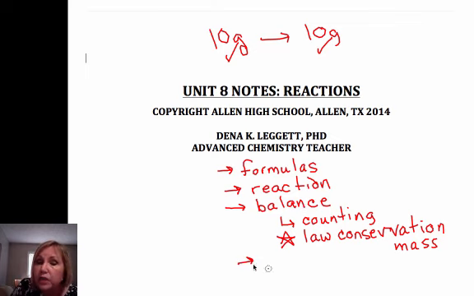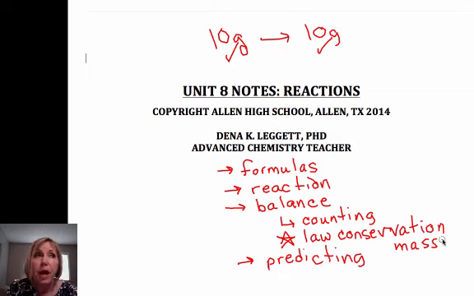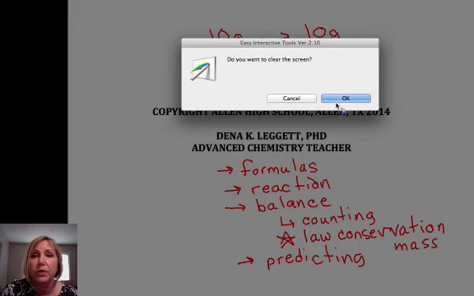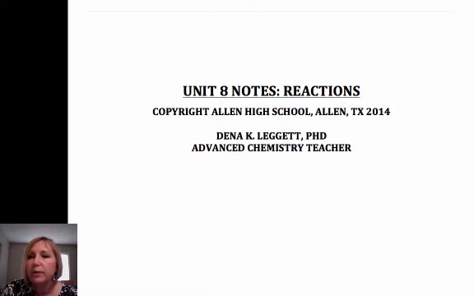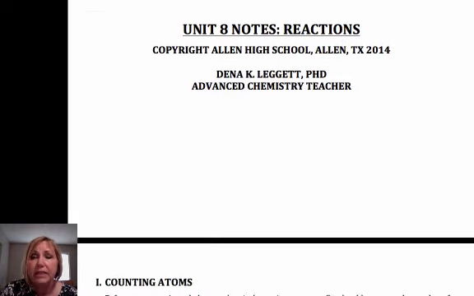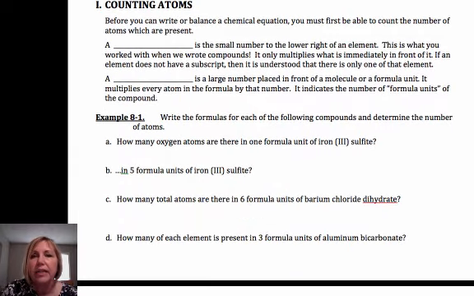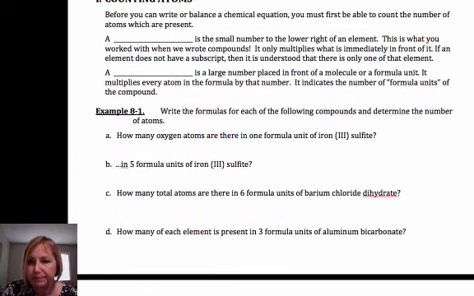And then eventually, as you start noticing patterns, we're actually going to start predicting. Being able to predict possibilities in life is a big part of being an entrepreneur, and for new developments and new experiments and new inventions. And so we want to start looking for those patterns in our chemical reactions. So that's where we're headed. I'm going to assume that you know how to write formulas. We're going to start with counting atoms.